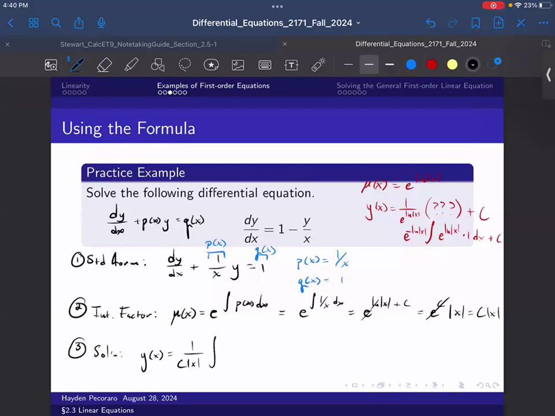And then here we have, okay, we need our integrating factor as well over there, c absolute value of x, and then times q of x, which is 1.